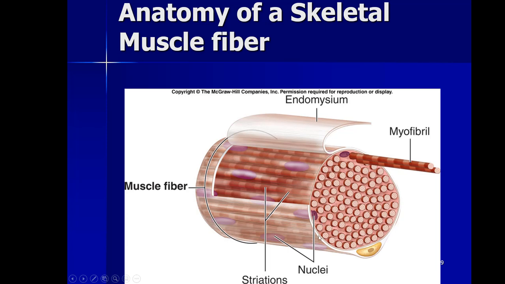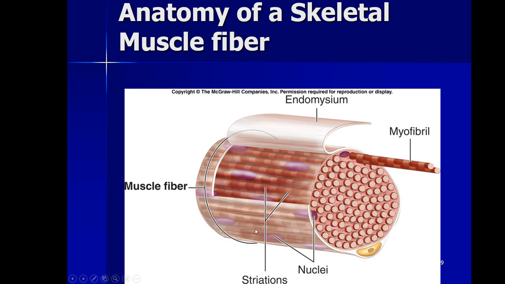So if you look at it, it looks very organized again. So there's your endomysium going around it, but you have all these little tubes in it. So each of these little tubes is called a myofibril. So make sure you keep this terminology straight. Myofibril is like a little tube inside of a muscle fiber. And we'll talk about what's in the myofibril soon enough.